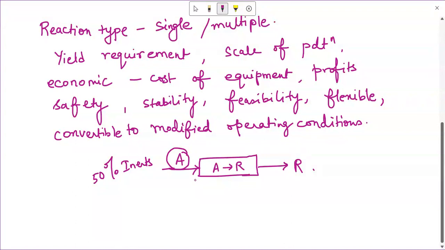But after maybe 6 months of operation, you see that all of a sudden the percentage of inerts has gone up. It is around 60% inerts after some point of time. So at that time, to meet the same rate of production of the R component, you may have to modify the operating conditions. So is your reactor which you have already set up for this process easily able to accommodate that modified operating condition?